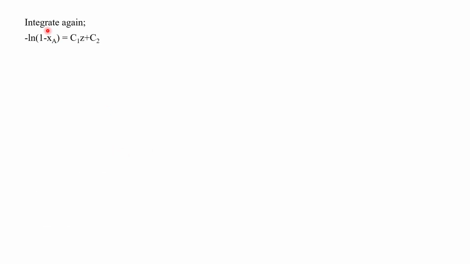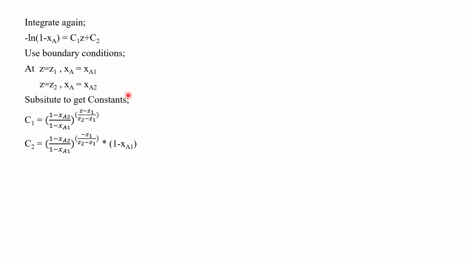Similarly, we integrate it again to get this equation. Now to get the constants C1 and C2, we'll use the boundary conditions: at z equal to z1, we have XA equal to XA1, and at z equal to z2, we have XA equal to XA2. Substituting and simplifying, we get these two constants C1 and C2, and when we substitute into this equation, we get XA as a function of z.